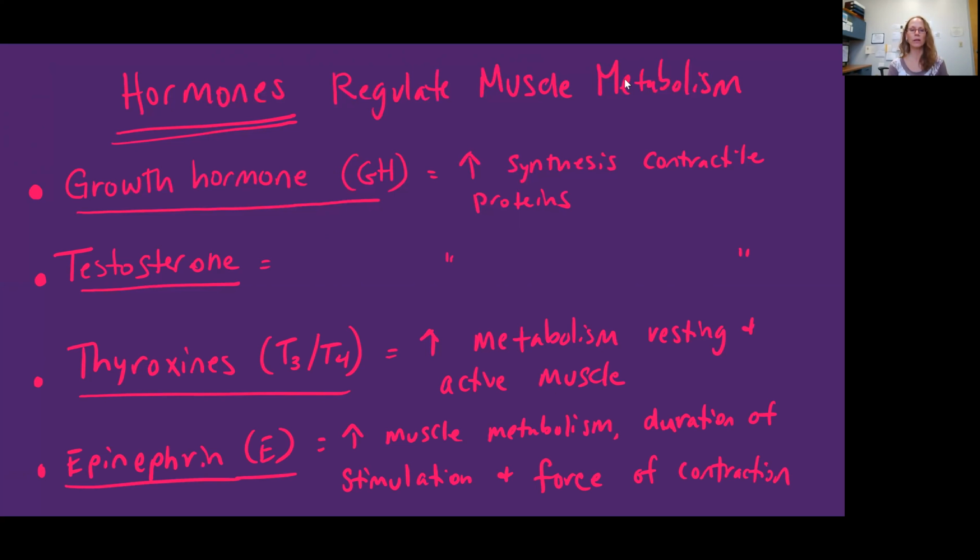And then epinephrine is abbreviated with the letter E, and this is going to increase your muscle metabolism. It's going to increase the duration of stimulation and the force of contraction. Epinephrine is also what people refer to as adrenaline. So you know that under severe stress conditions, you might be able to produce a more powerful contraction that you can sustain longer than when not under duress. And one of those reasons is because of this huge increase of epinephrine.